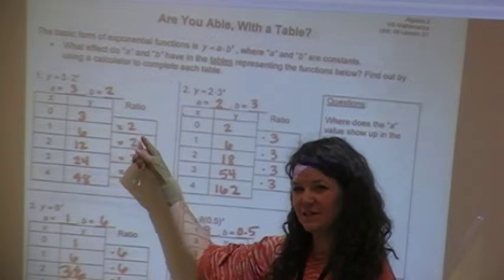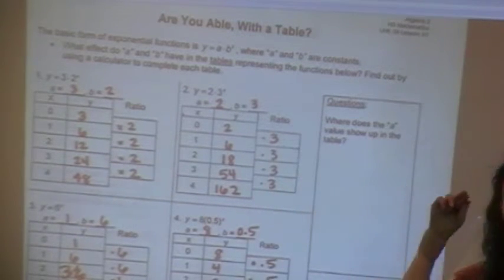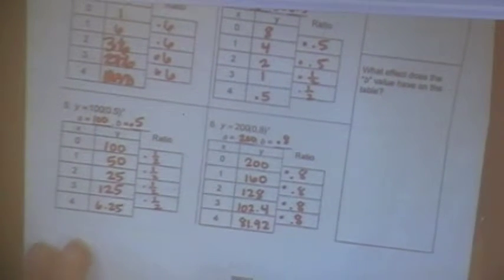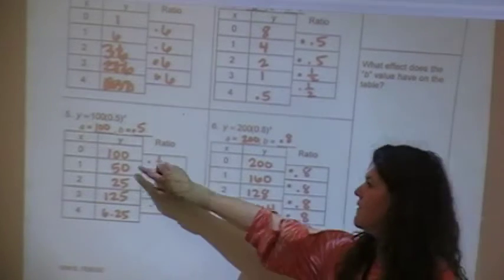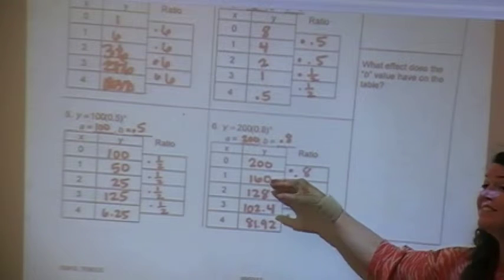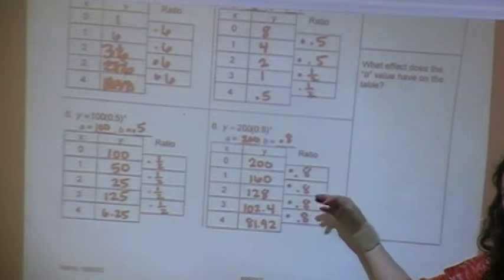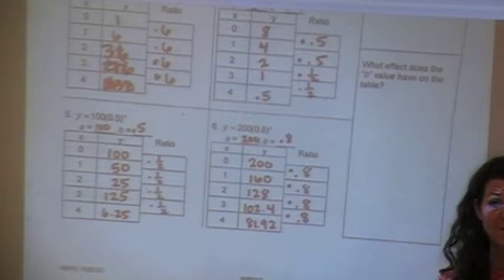Since 12 divided by 6 would give you 2, not 6 divided by 12, because that gives you a half. So it's always the second number divided by the first, or the fourth number divided by the third. It's always the bigger number divided. So I could do 50 divided by 100. That's what gives you a half. So in this case, 160 divided by 200 would give you 0.8. So that's how you find it. That's why it's called a ratio.